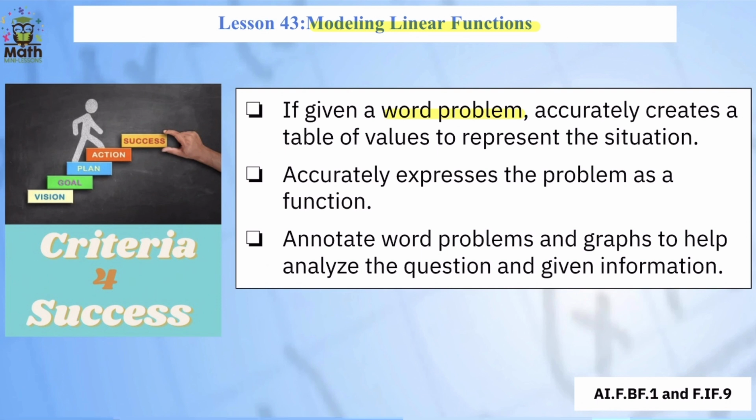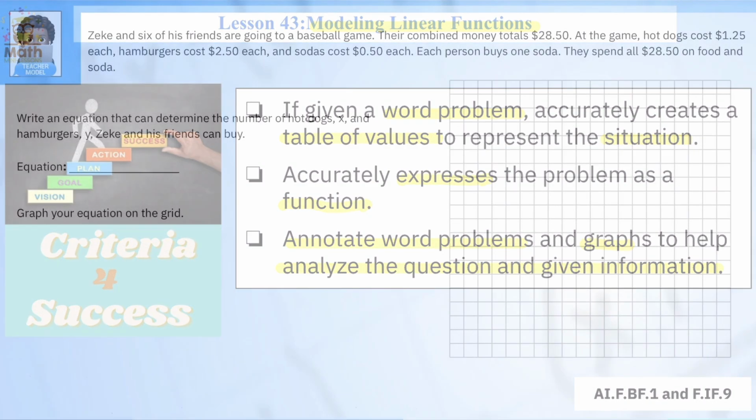So we have to make sure that we accurately understand the situation, and we can create a table of values to represent that situation. That we can express the problem as a function if asked. The problem we're going to model is just an equation, however, not a function. And that we're annotating the problem and the graph to analyze the question and get specific information. So again, it's going to be meaty. So if you need to chunk this out into smaller sections, we can. But we're going to jump right in.